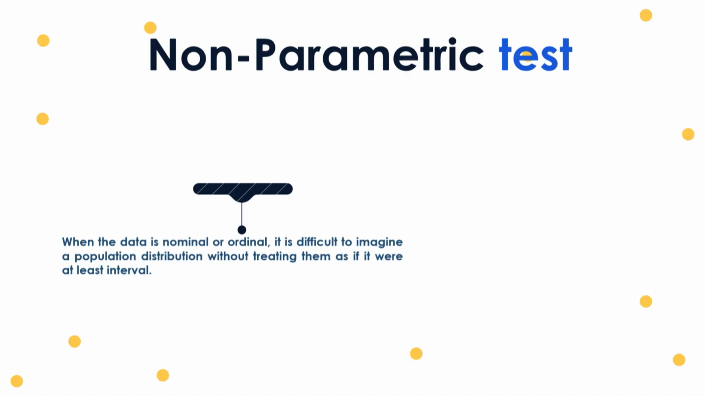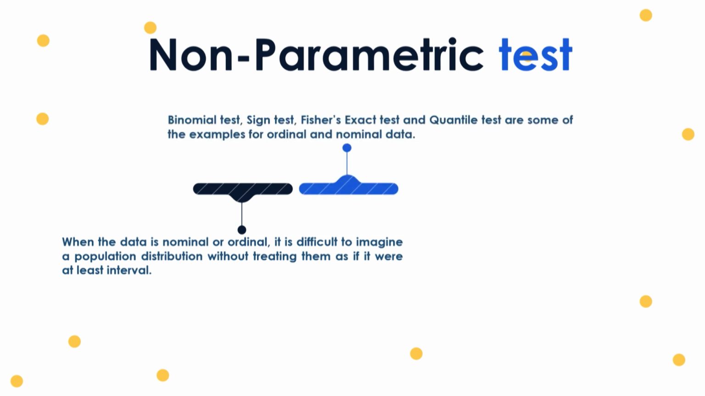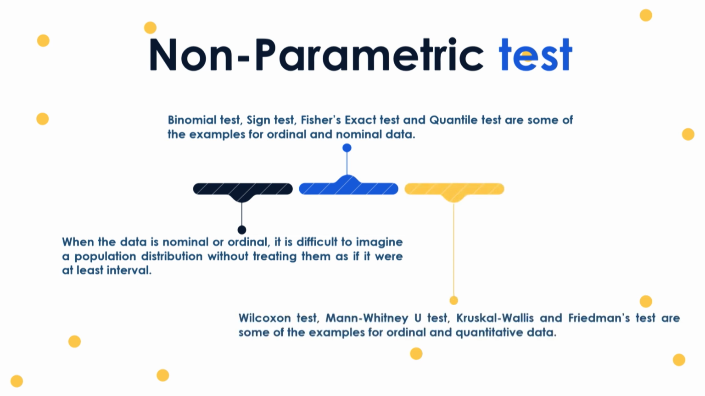Next we will discuss when to use the non-parametric test. When the data is nominal or ordinal, it is difficult to imagine a population distribution without treating the data as at least interval. The binomial test, sign test, Fisher exact test and quantile test are some examples for ordinal and nominal data. The Wilcoxon test, Mann-Whitney test, Kruskal-Wallis test and Friedman test are some examples for ordinal and quantitative data.